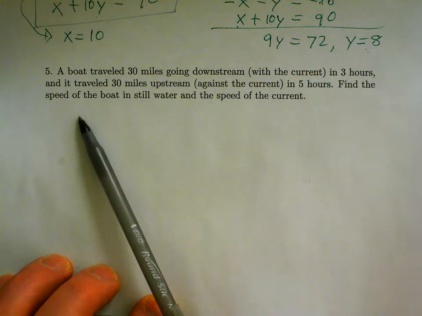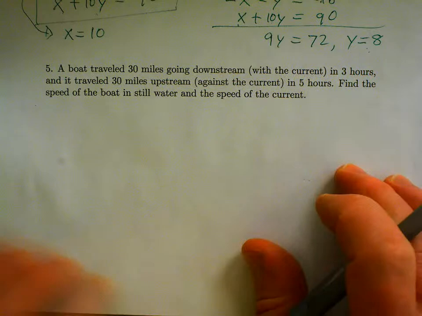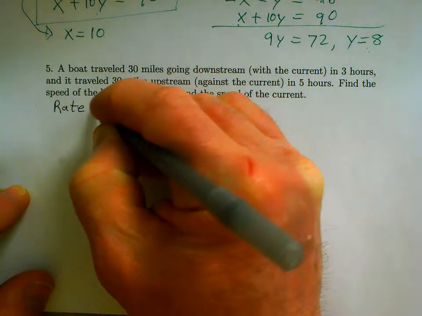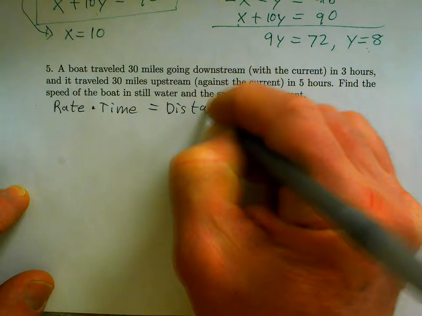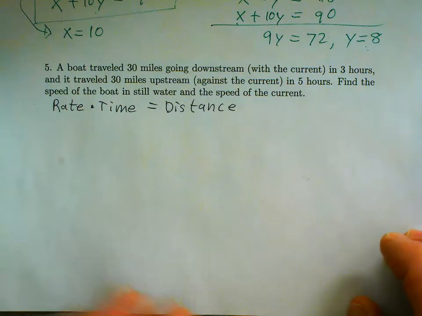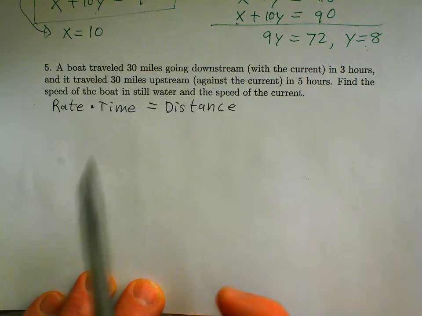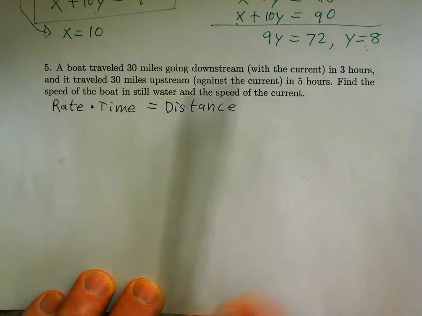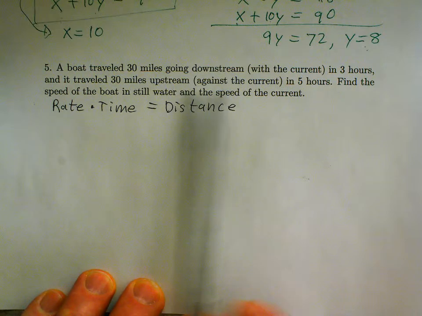Okay, so this problem involves the uniform motion equation, rate times time equals distance. So I'll write that down here, rate times time equals distance. Or you might say distance equals rate times time, which is equivalent. So we have two situations. The boat is traveling downstream with the current in one case, and in the other case, the boat is traveling upstream or against the current.